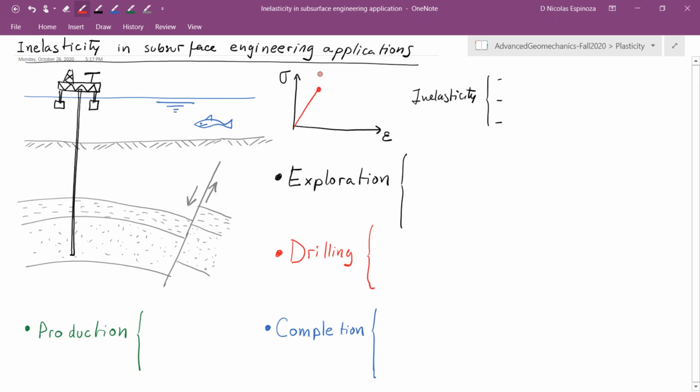First of all, we have a maximum value of stress, which is called a yield stress. That's one of the main characteristics of inelasticity, and it fixes the possible maximum stress value that a material can take. So this is going to be the first point of inelasticity.